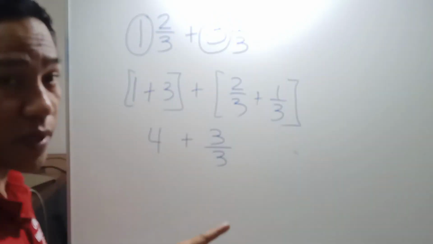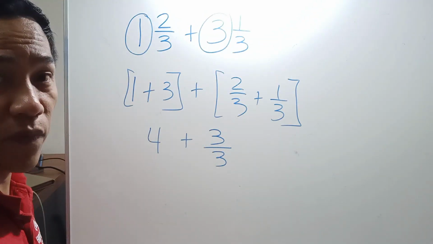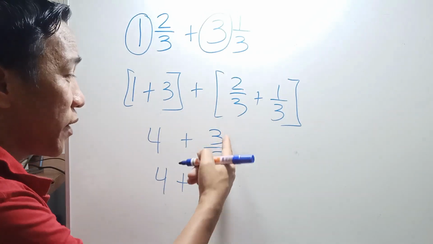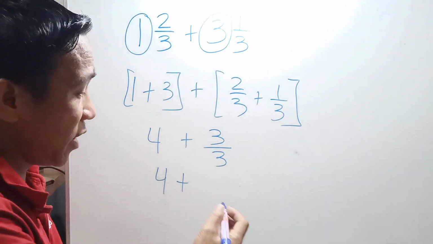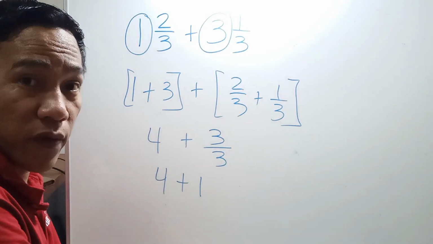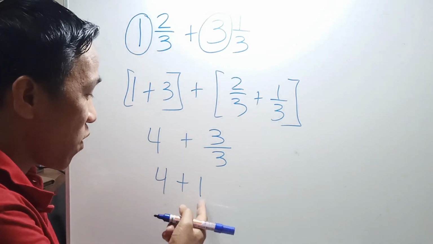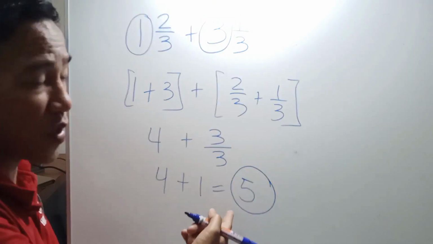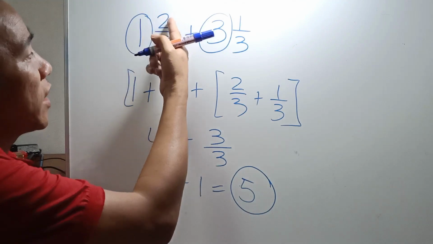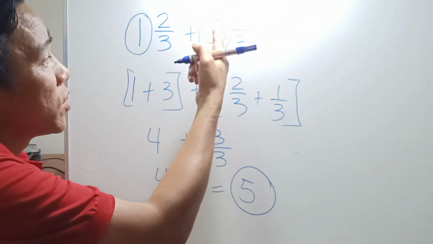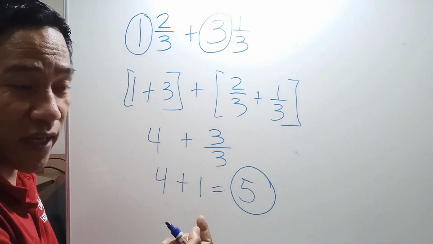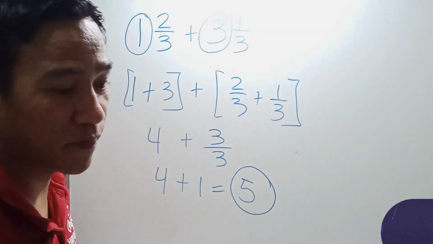But what is 3/3? So 4 plus 3/3, or 3 divided by 3 is 1. So therefore, 4 plus 1 is equal to 5. And that is the answer when we add 1 and 2/3 plus 3 and 1/3. That is our first method.